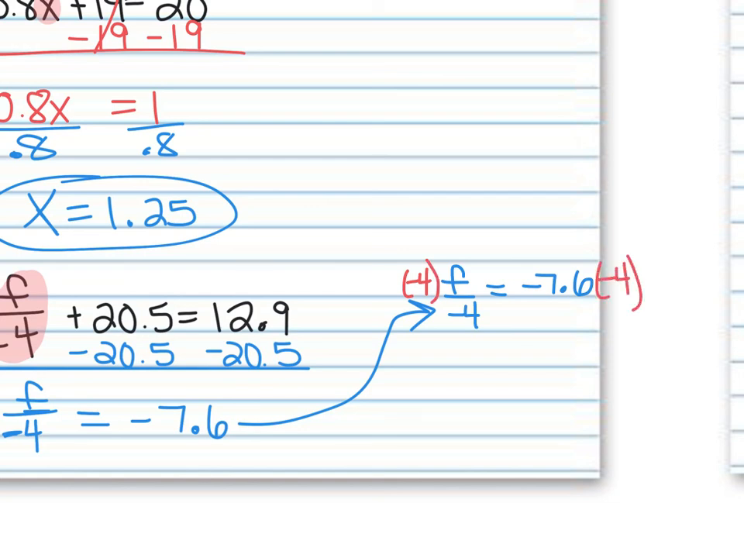And when I multiply by -4, those go away, and I just have my variable f. And then I need to do -7.6 times -4 in my calculator. Remember, a negative times negative is positive, so if you don't get a positive number, check what you put in your calculator. But you should get f equals 30.4.